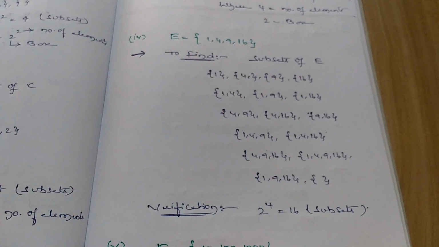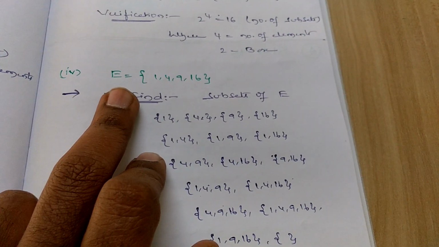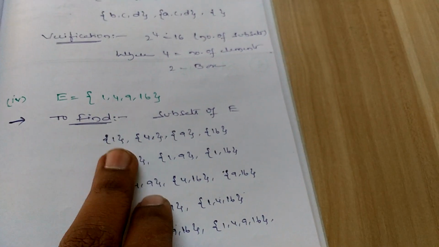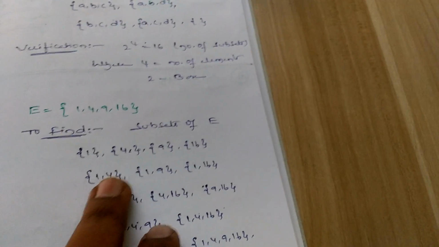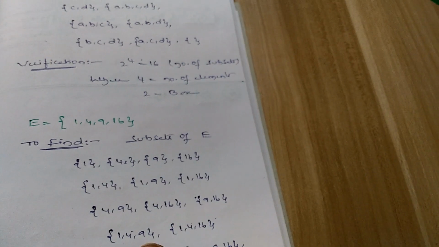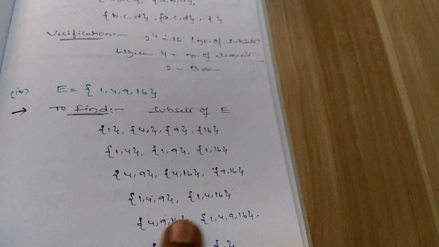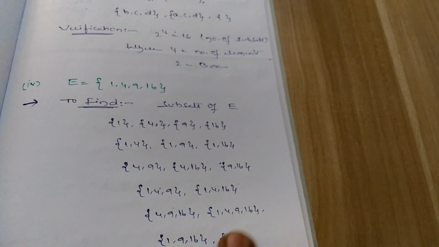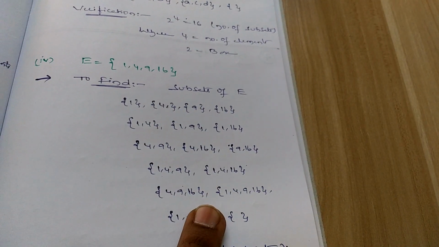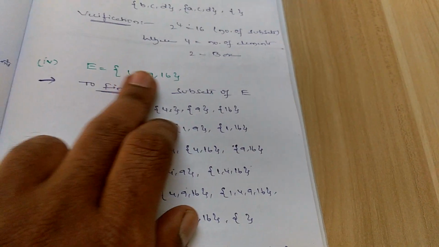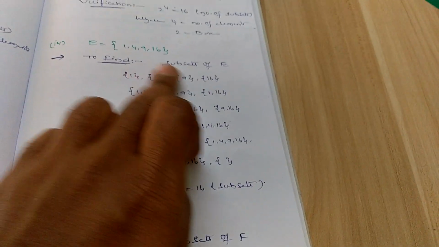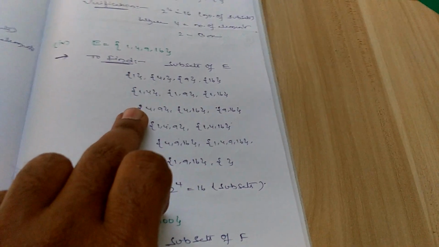Coming to the fourth sum. What is given? E equal to {1, 4, 9, 16}. So what are the subsets for the given set? {1}, {4}, {9}, {16}, {1, 4}, {1, 9}, {1, 16}, {4, 9}, {4, 16}, {9, 16}, {1, 4, 9}, {1, 4, 16}, {4, 9, 16}, {1, 9, 16}, {1, 4, 9, 16}. So these are the possibilities, guys. Total 16 you get, because 4 elements are there, 2 power 4, which gives 16. So you should get 16 subsets.